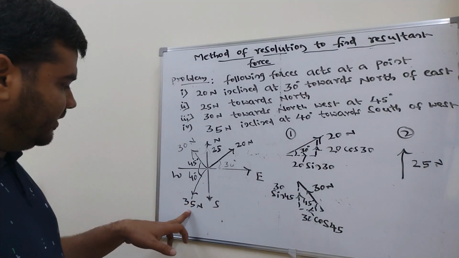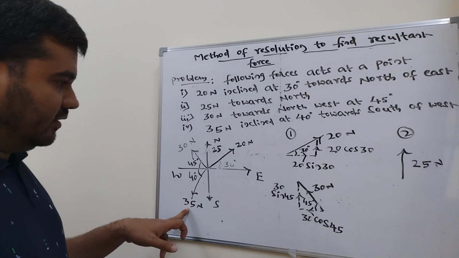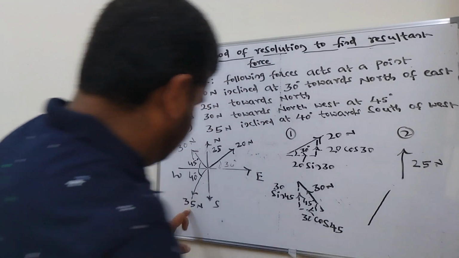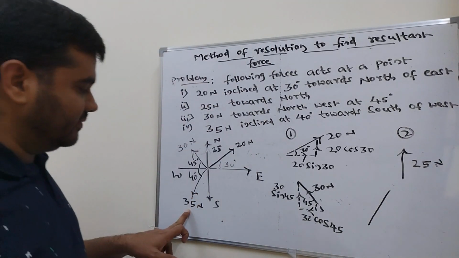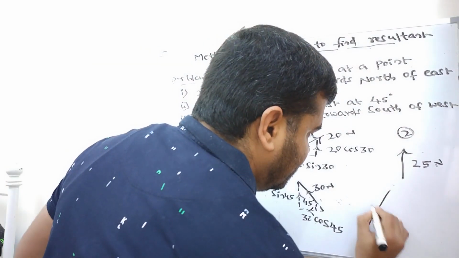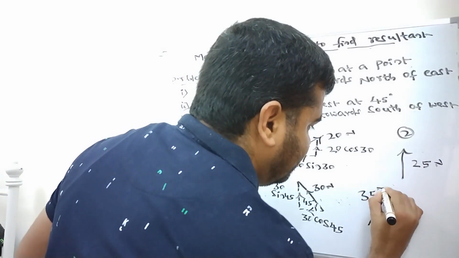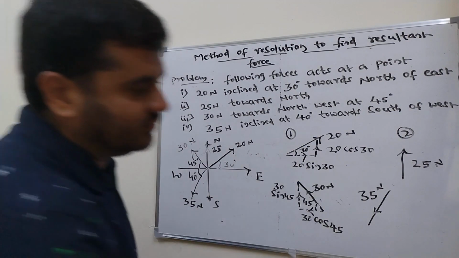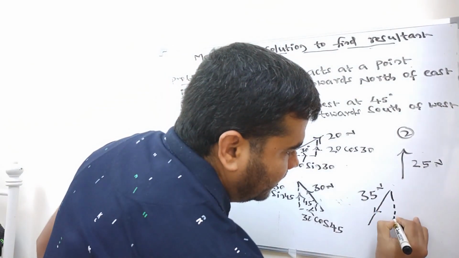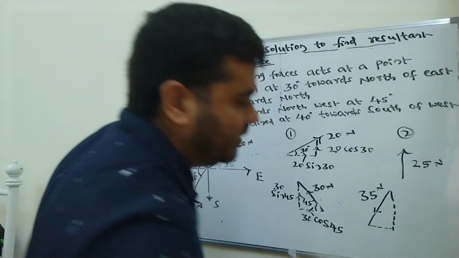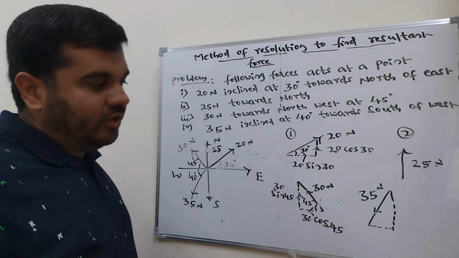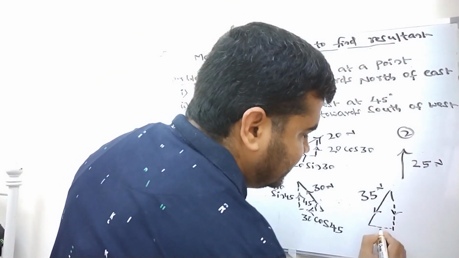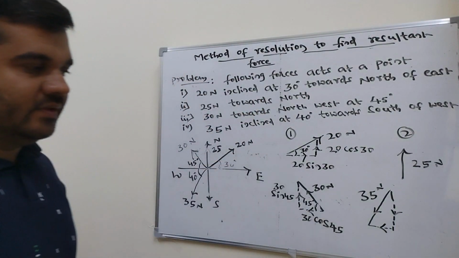Now go to the fourth component. This is the 35 Newton. First draw it by looking at the space diagram. Now split this into horizontal and vertical components. This is the vertical component and this is the horizontal component. How will you give the arrow mark? Towards here, like this.